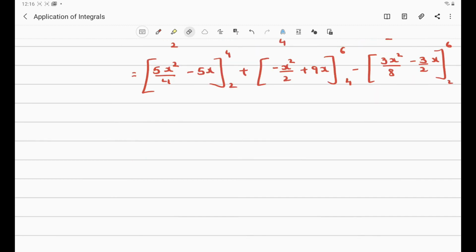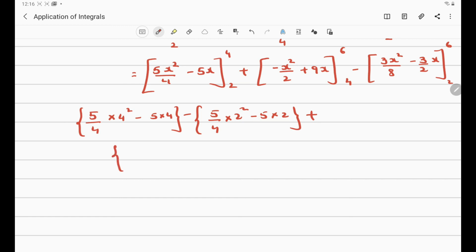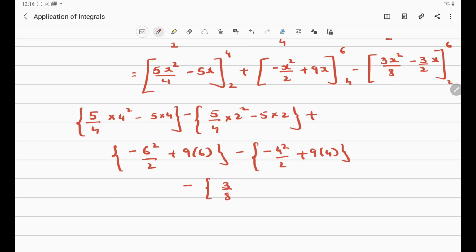So now substituting the upper limit, we get 5/4 into 4² - 5 into 4, minus, substituting 2 we get 5/4 into 2² - 5 into 2, plus, substituting 6 we get -6²/2 + 9 into 6, minus, substituting the lower limit we get -(4²/2) + 9 into 4, then minus of, substituting the upper limit we get 3/8 into 6² - 3/2 into 6, minus into minus becomes plus, substituting 2 we get 3/8 into 2² - 3/2 into 2.